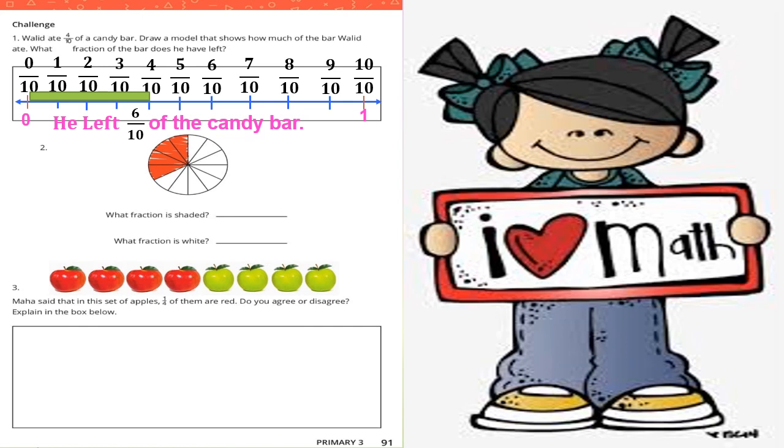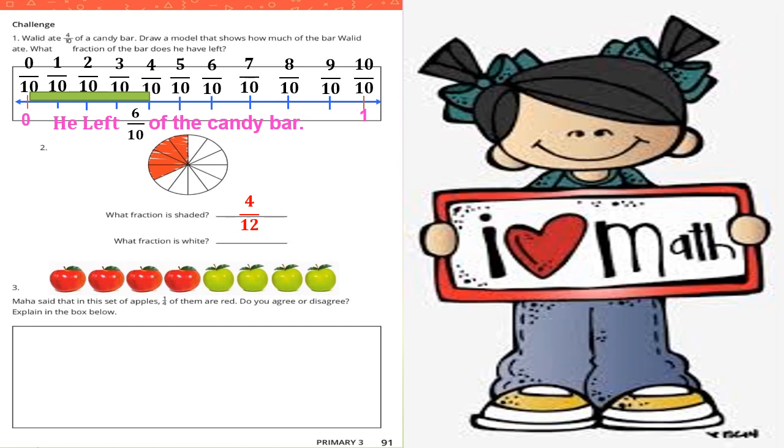Out of the total parts, it means colored and not colored. So let's count all of these parts. 1, 2, 3, 4, 5, 6, 7, 8, 9, 10, 11, 12. So the fraction of colored part here is 4 out of 12. 4 is the number of the colored parts and 12 the number of the total parts.